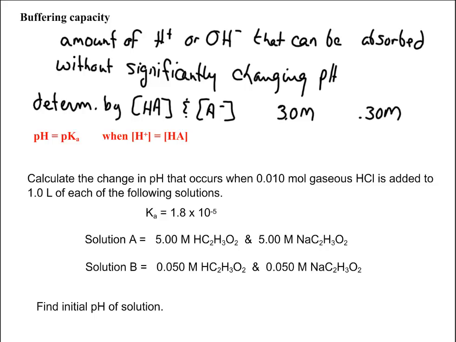Again, when the pH equals the pKa, that's when the hydrogen ion concentration equals the acid concentration, and then generally I also have the anion equaling that as well, and that is going to be my best buffer. It can absorb the most hydrogen ion or the most hydroxide ion under those conditions.